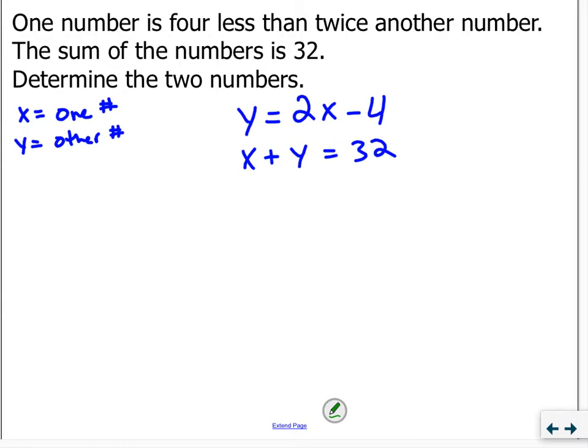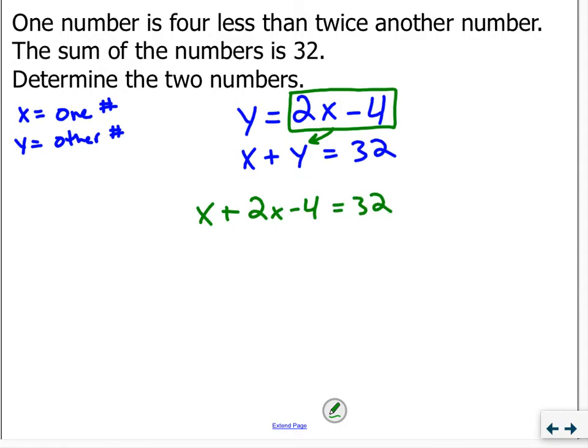Great. So what method do you think is best to solve this? Hopefully you picked substitution. It doesn't really matter which one you choose, but this one screams, solve me by substitution. Okay, we'll satisfy that demand. So I know that y is equal to 2x minus 4. So I'm going to take 2x minus 4 and replace y with it. And that's going to give me the equation x plus, not y, but 2x minus 4 equals 32. So can you solve that equation to find the two numbers?